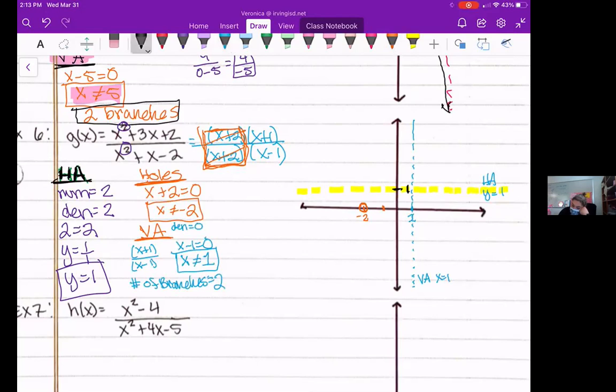So we're going to find our x-intercepts. To find our x-intercept, we're going to set the numerator equal to 0, which is x plus 1 equals 0. So your x-intercept is at -1. So at -1, which is right here, I'm going to have an x-intercept. So this is a closed dot, and at -2, we have an open dot.